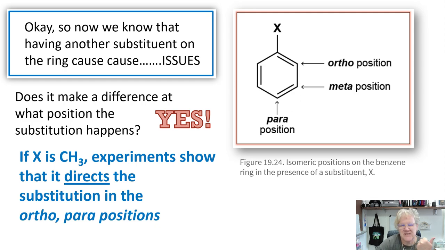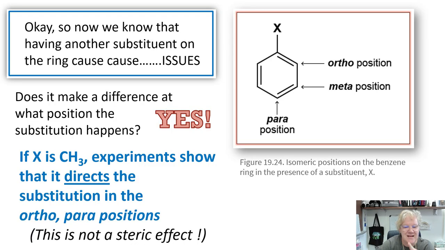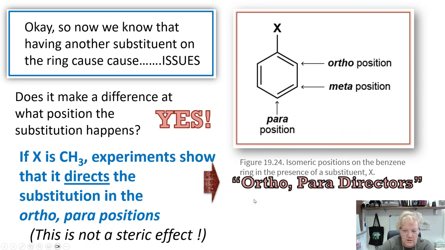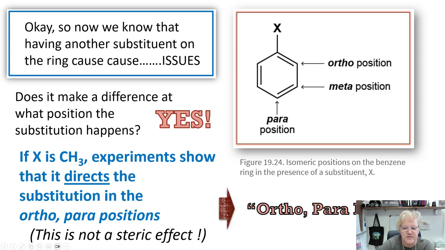So substituents can affect our rate. They can either speed it up or slow it down, and they can also direct the substitution to certain positions. This is not sterics. This is fully electronics. It has nothing to do with how bulky this substituent is. That's not what's going to push it here or there. These are called ortho-para directors.